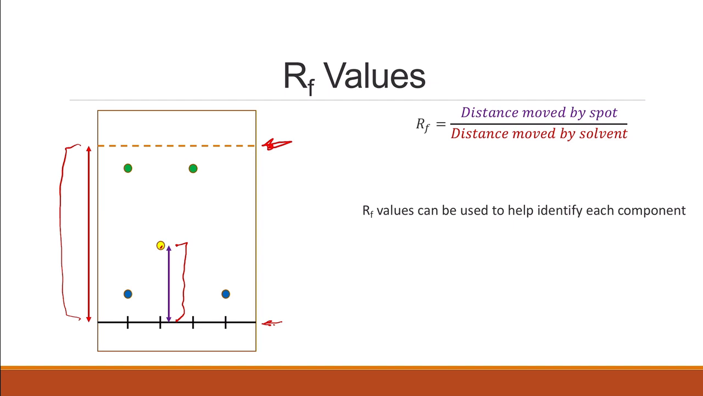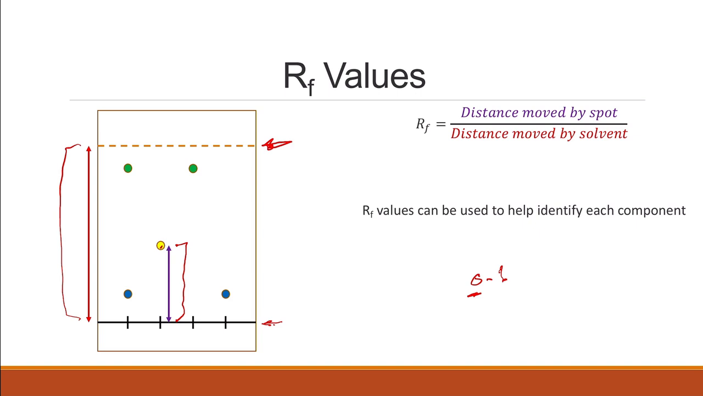RF value can be used to identify each component. And remember, the RF value will be anything between 0 and 1. 0 means that the spot didn't move at all, and that means that the particular component does not dissolve in the solvent you used. You can change the RF value if you change the stationary phase or if you change the mobile phase.